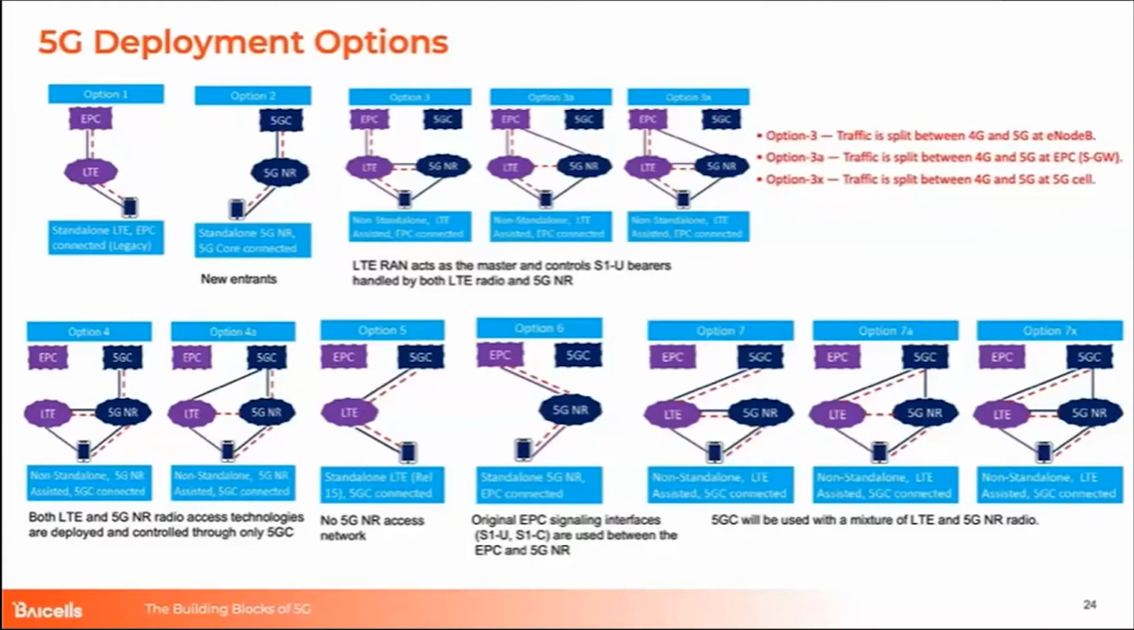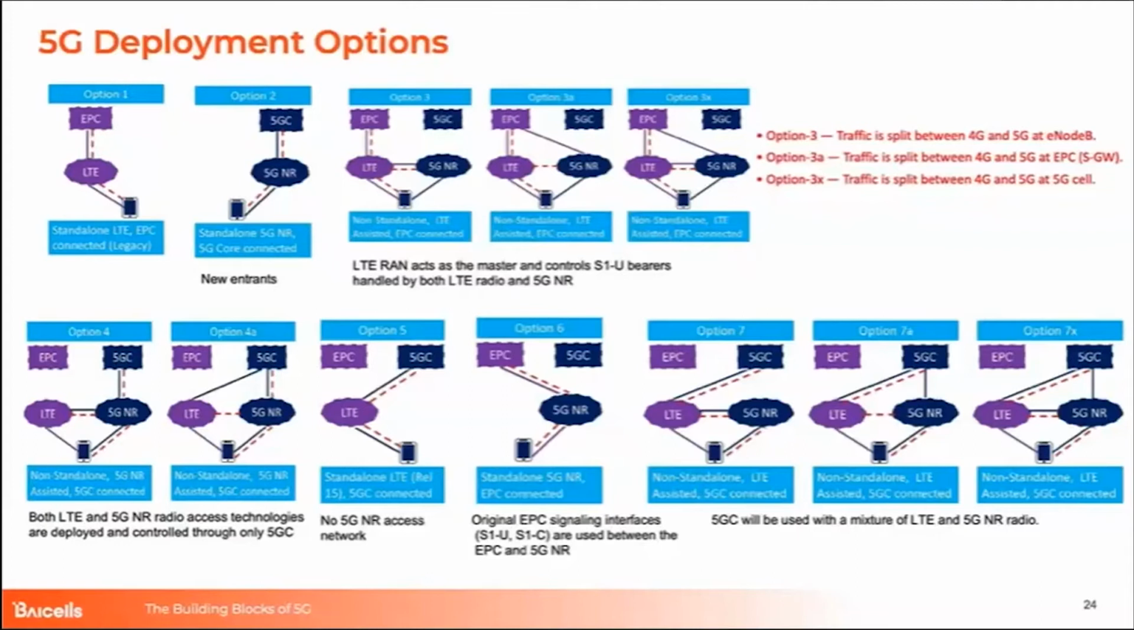So option 3, the traffic is split between 4G and 5G at the eNode B, at LTE. So LTE is the master node right here. It splits the traffic between 5G and 4G. That's option 3. Option 3A, the actual traffic is split on the EPC. So the actual EPC decides which traffic to send where, to the 5G node or the LTE node.